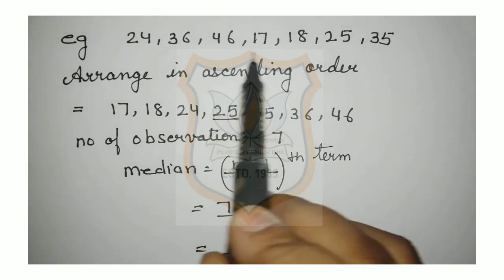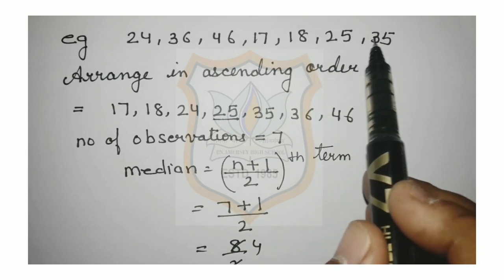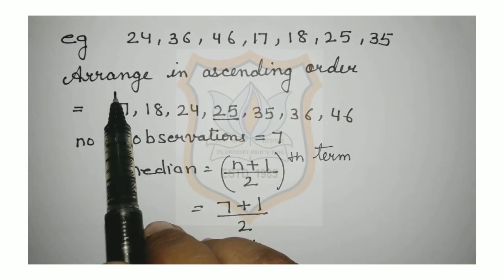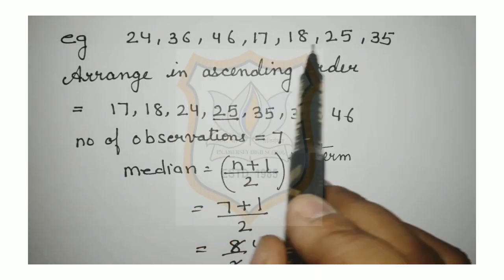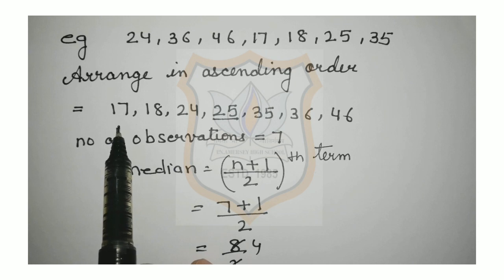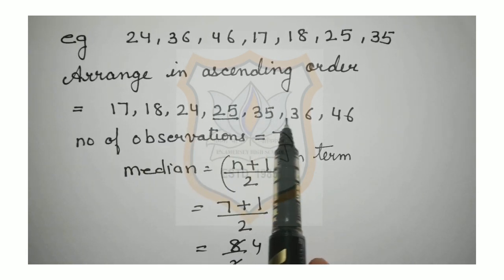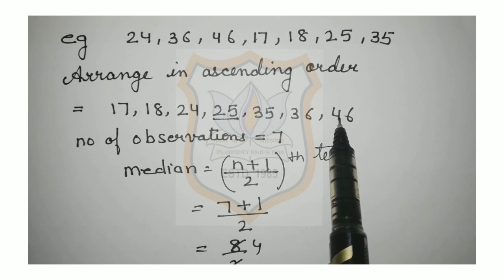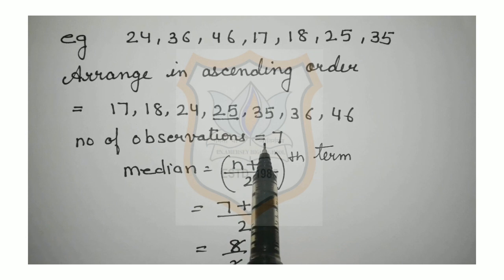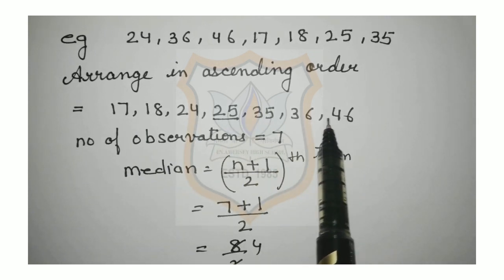Suppose the data given is 24, 36, 46, 17, 18, 25 and 35. First, we have to arrange this data into ascending order. See, I have arranged this data in ascending order: 17, 18, 24, 25, 35, 36 and 46. Now, the number of observations is 7: 1, 2, 3, 4, 5, 6 and 7.